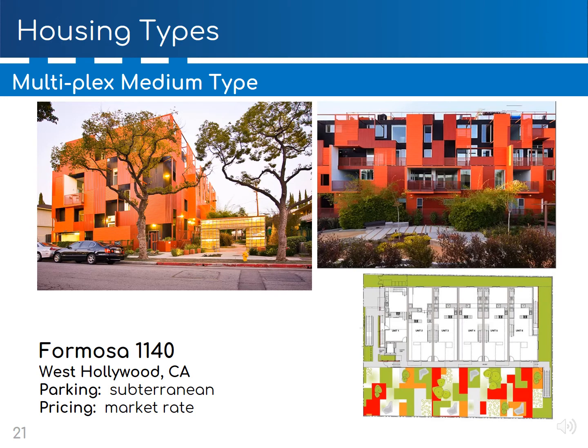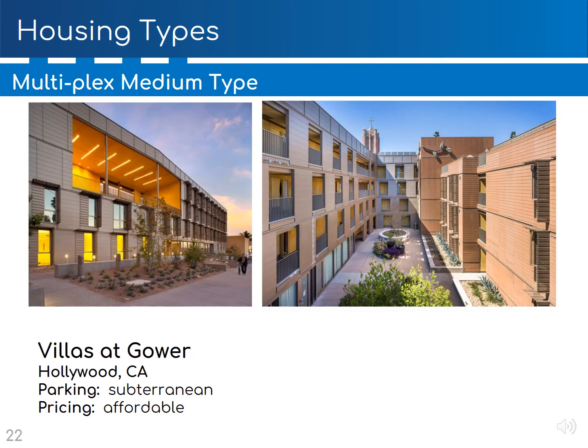The Formosa 1140 project in West Hollywood is a multiplex that rises 4 stories and provides unique multi-level units. The 11 units are each 2 stories, sit over underground parking, and overlook a community pocket park. This building is wrapped in a multicolored metal scrim that acts as a sunscreen to diffuse light and heat. Another example of the multiplex type is the Villas at Gower, a 3 and 4 story, 70-unit project in Hollywood that provides affordable housing for formerly houseless people and families living with disabilities.